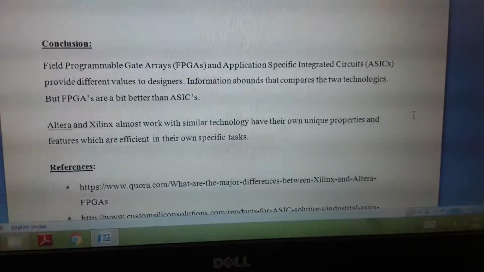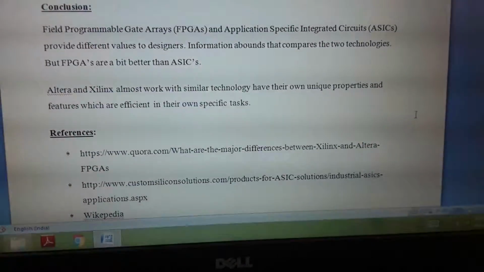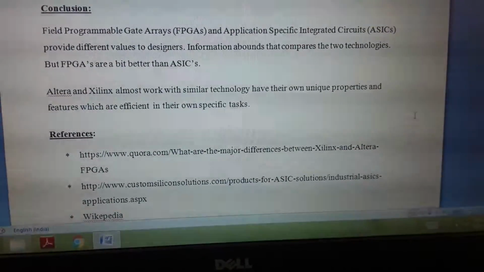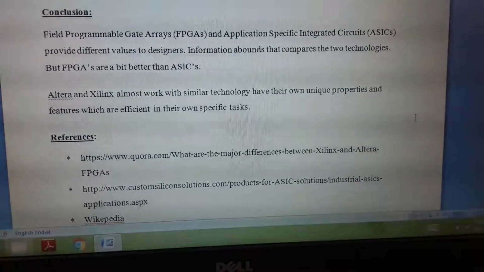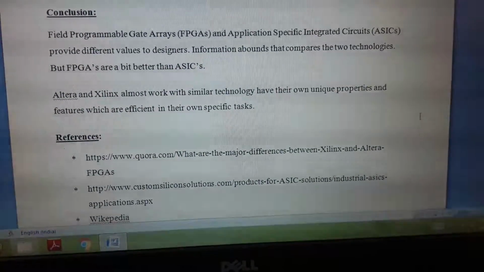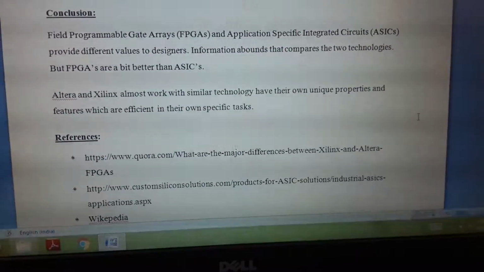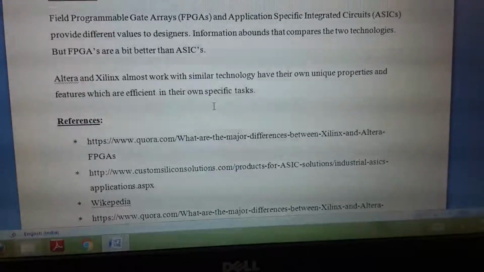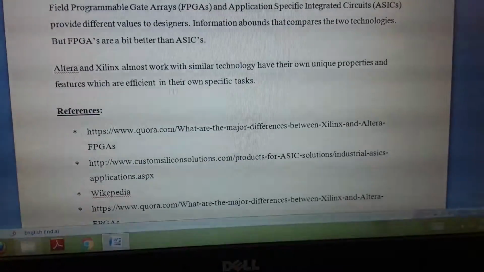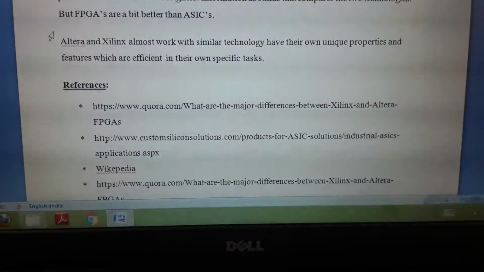By this task, I conclude that FPGAs and ASICs provide different values to designers. Information about that compares the two technologies. Coming to the advantages and functionalities, FPGAs are a bit better than ASICs. Altera and Xilinx work with almost similar technology and have their own unique properties and features which are efficient in their own specific tasks.